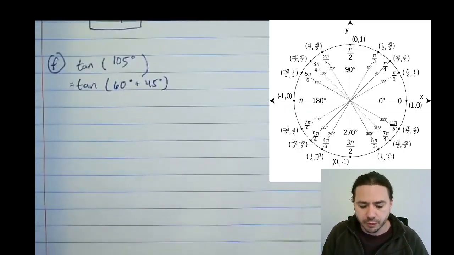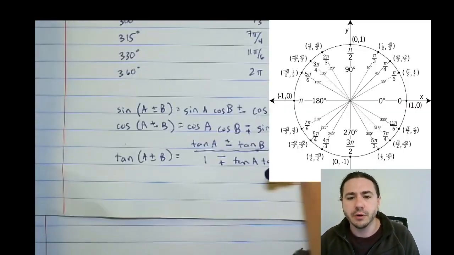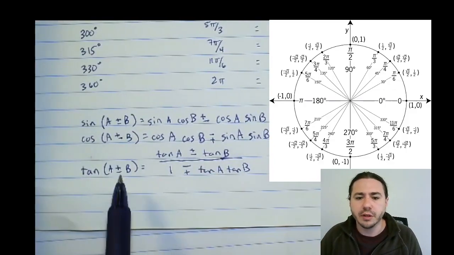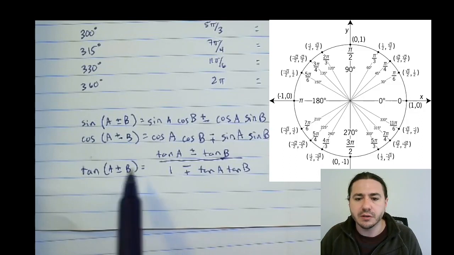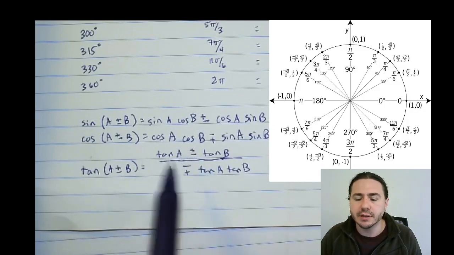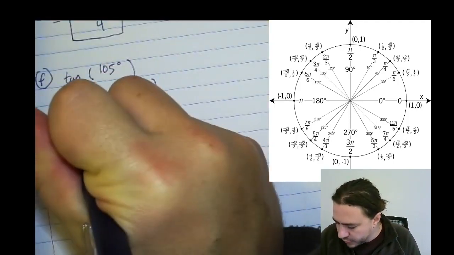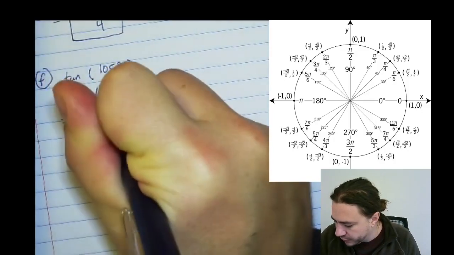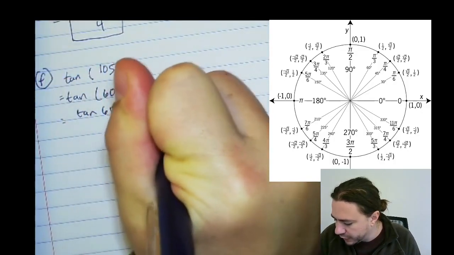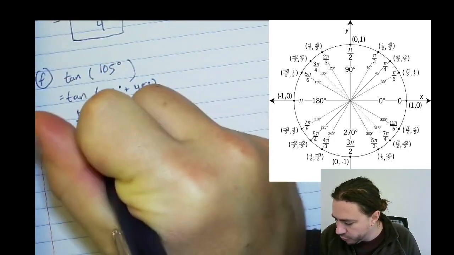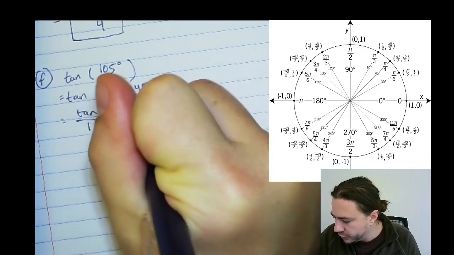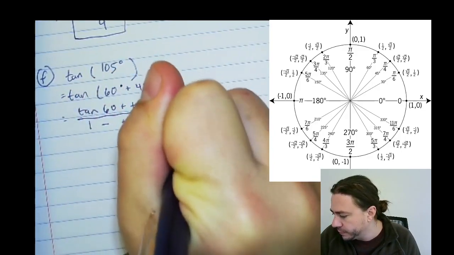So I'm going to use the sum formula for tangent, and I'll bring that back over here. The sum formula here is going to be A plus B. So I'm going to use the top symbol here: plus on top, minus on the bottom. So this will equal tangent of 60 plus tangent of 45 over 1 minus tangent of 60 times tangent of 45.